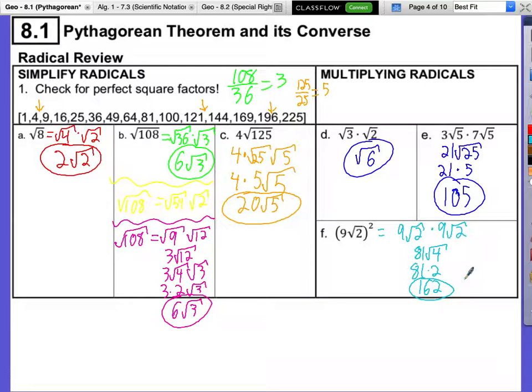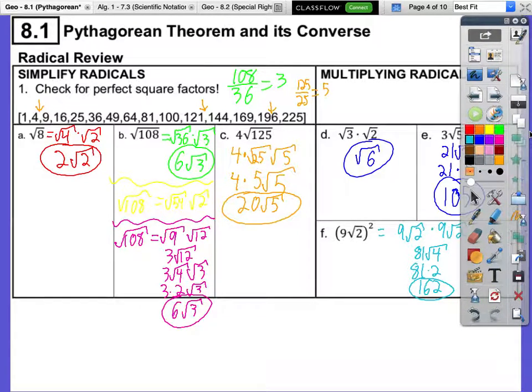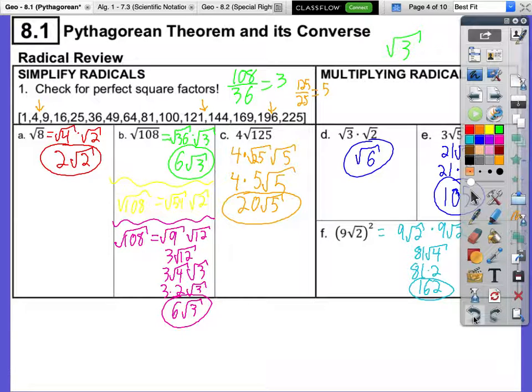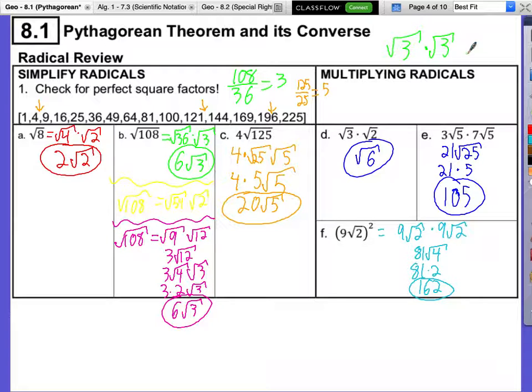Now, we said when we square something, it's like we're multiplying two of them in a row, right? So that means like here, the square root of 5 times the square root of 5 would be like the square root of 5 being squared. And a little aside, let me write this up here. If we have the square root of 3 times the square root of 3, would that be the same thing as saying it's the square root of 3 but being squared? Because that's all this is saying, we're multiplying two of them in a row.